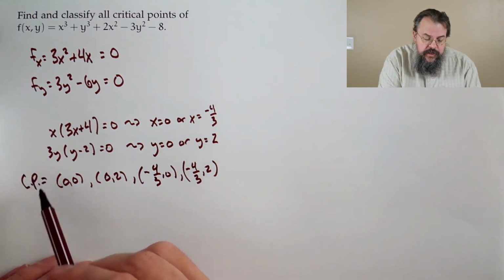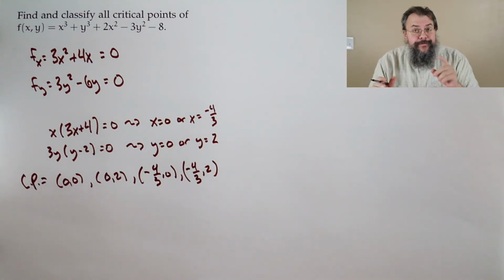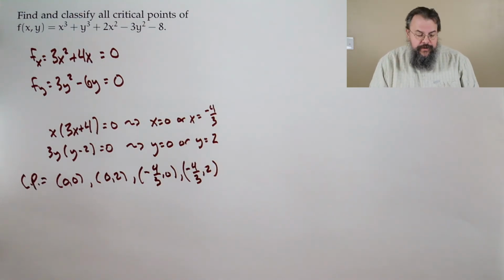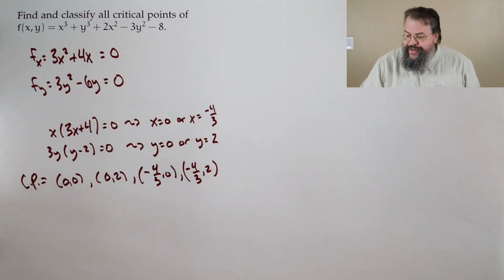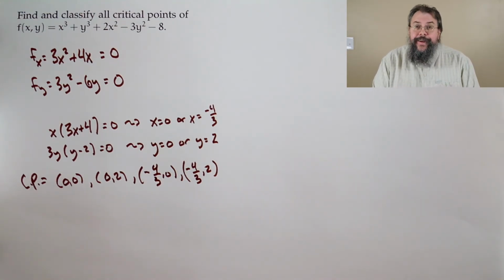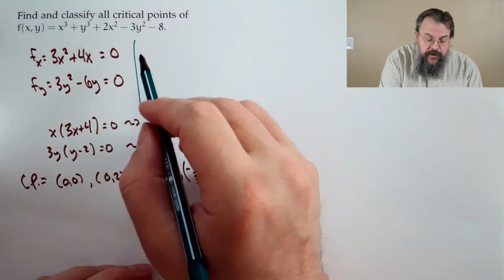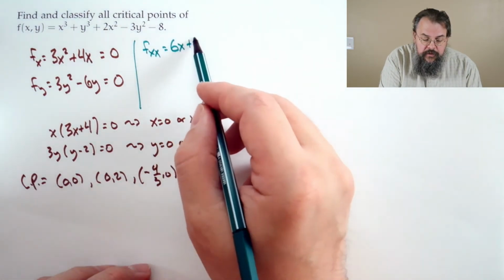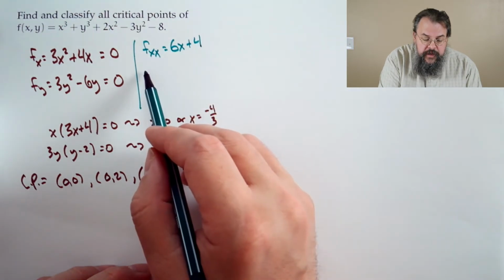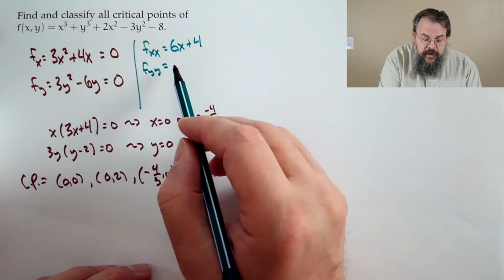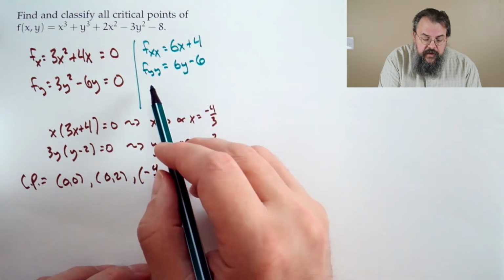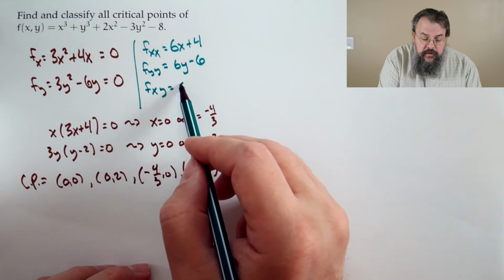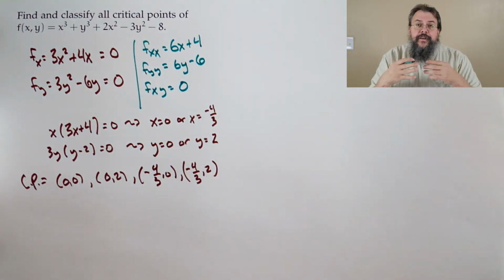So we've finished our find. We're ready to start our classify. Time to transition, so we'll change colors. Good, great idea. We should start by looking at our second derivatives. So what are our second derivatives? f_xx would be 6x plus 4. And f_yy would be 6y minus 6. And f_xy is 0, like we said before. This function, the x and y really aren't meshing together very well.